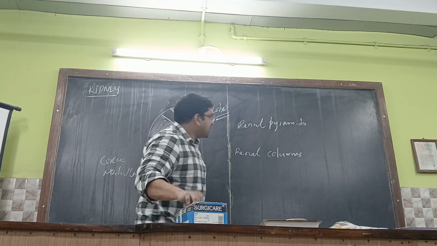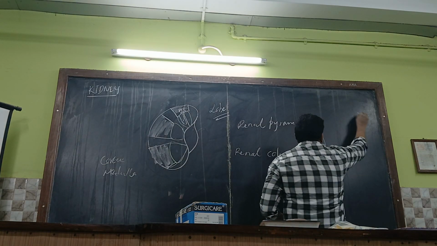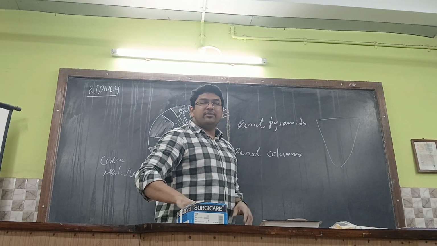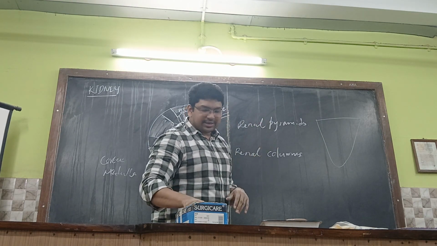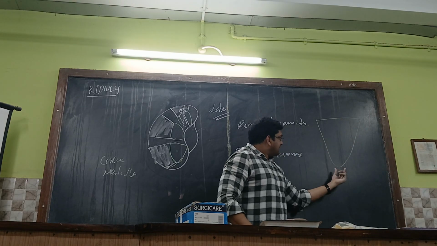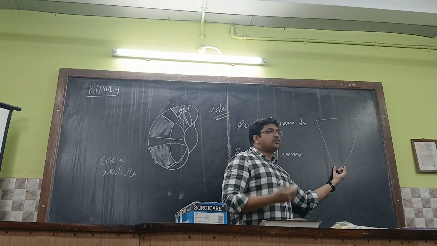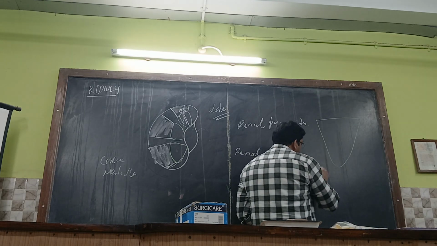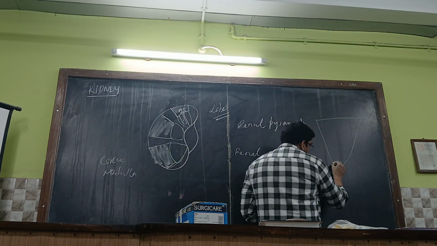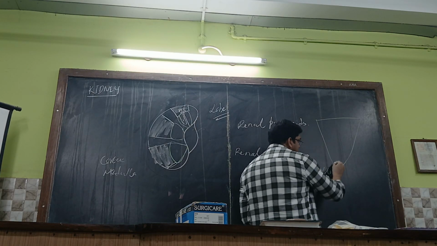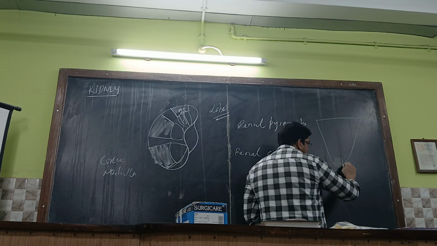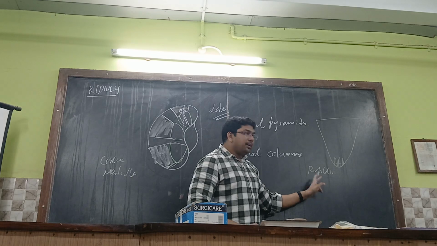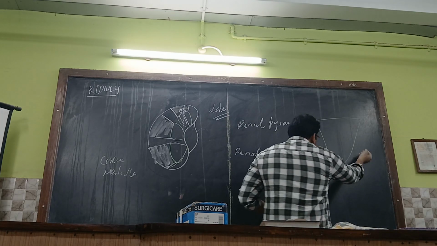Within this pyramid, if you take the pyramid as a whole in this manner, there are loops of Henle reaching the apex. So this is a pyramid. This area where the multiple tubules open is termed the papilla, the renal papilla. What is papilla? The apex of the renal pyramid with multiple tubules opening into it is termed the renal papilla. Get it? Renal papilla over here.